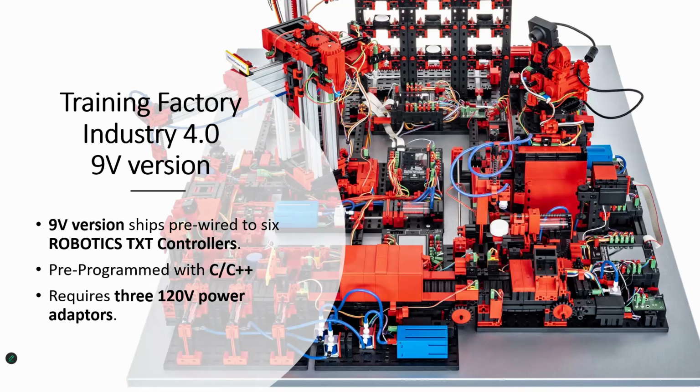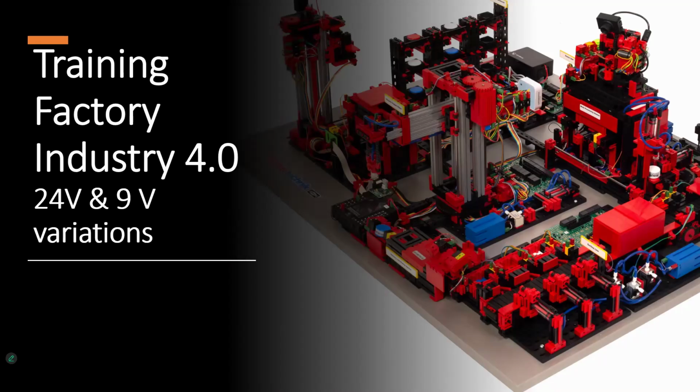The dimensions for these models are approximately 39 by 31 by 16 inches. They have a weight of between 51 and 53 pounds, depending on whether it's the PLC or non-PLC version. We do recommend the optional travel case to help protect your model during travel or storage. And that's the Training Factory Industry 4.0 model, which again is available in a 9-volt and a 24-volt variation. Now, we do have some other stuff to talk about.